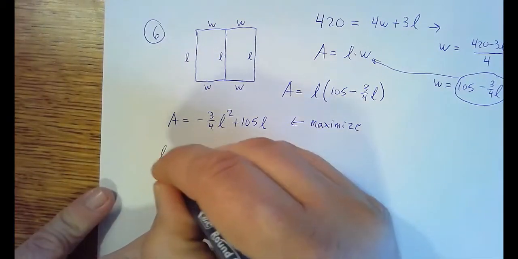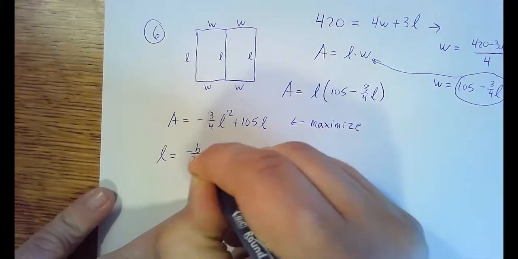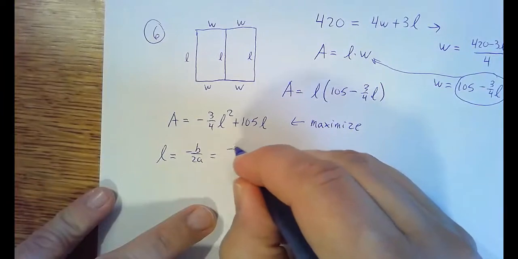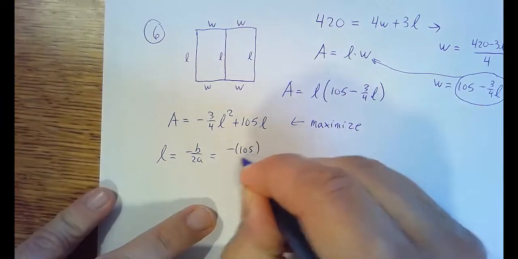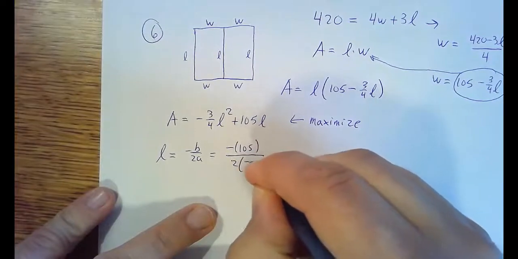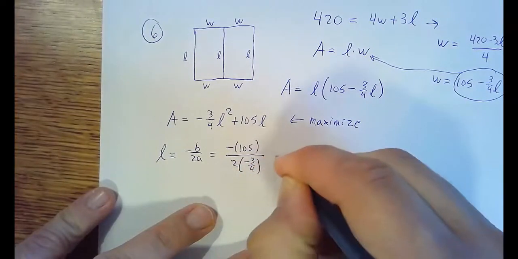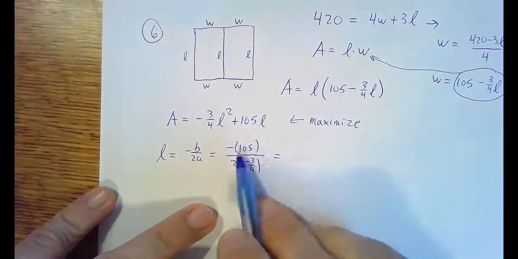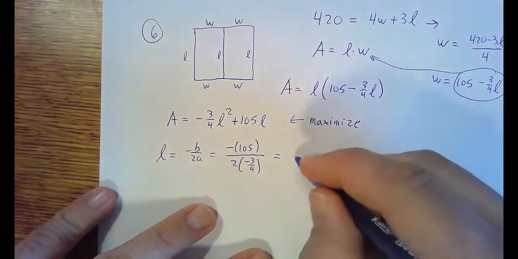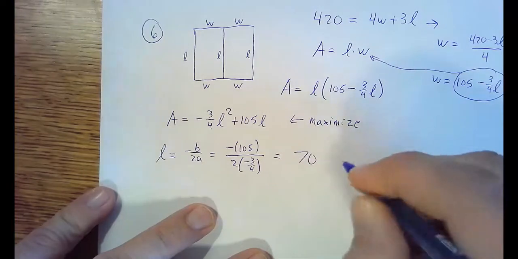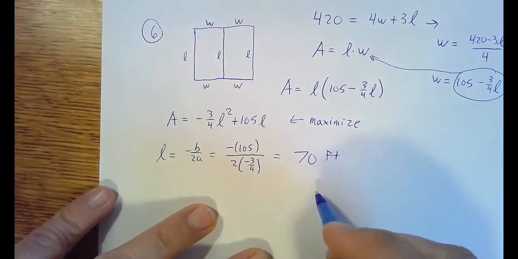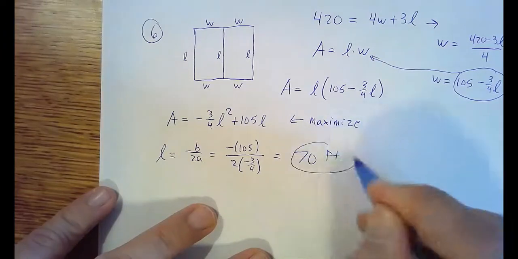So using, like we found the vertex earlier, the b is negative 105, the a is negative 3/4. So negative 105 divided by 2 times negative 3/4. When you simplify this, you get 70 feet. So the maximum occurs when the length is 70 feet.